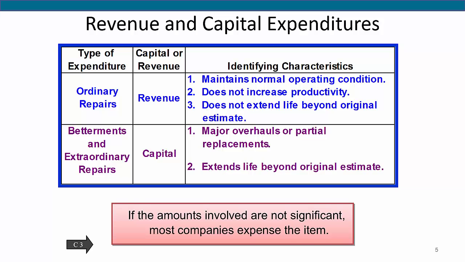Extraordinary repairs are expenditures extending the asset's useful life beyond its original estimate. Extraordinary repairs are capital expenditures because they benefit future periods. Their costs are debited to the asset account as well.